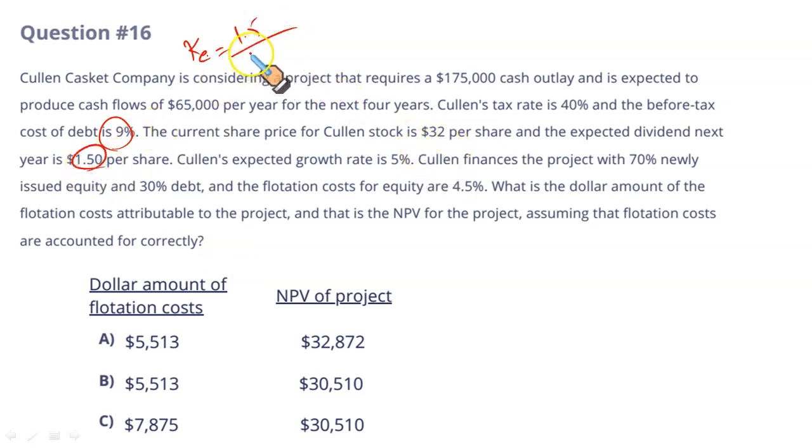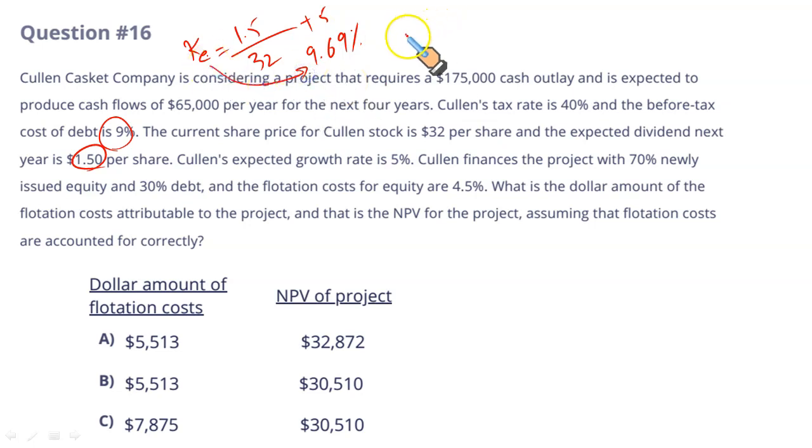Divided by the current share price, that is 32. To this, simply add the growth rate that has been given as 5% and simplify the result. 1.5 upon 32, expressed as a percentage. To this add 5%. This gives you the cost of equity, 9.69%. This is your cost of equity, common equity.